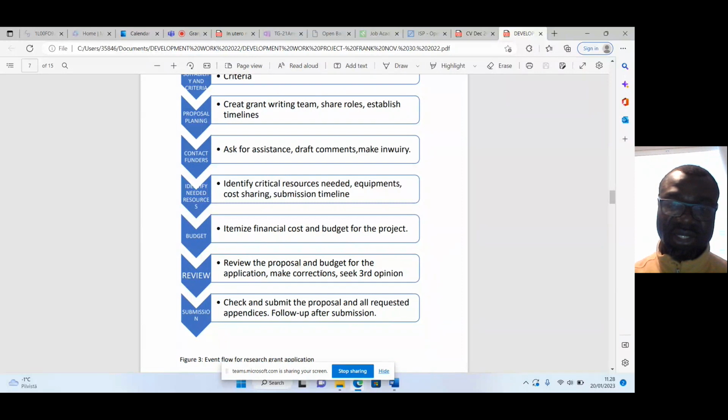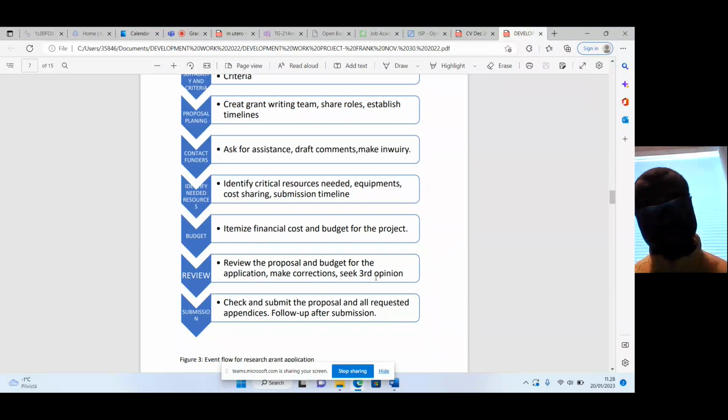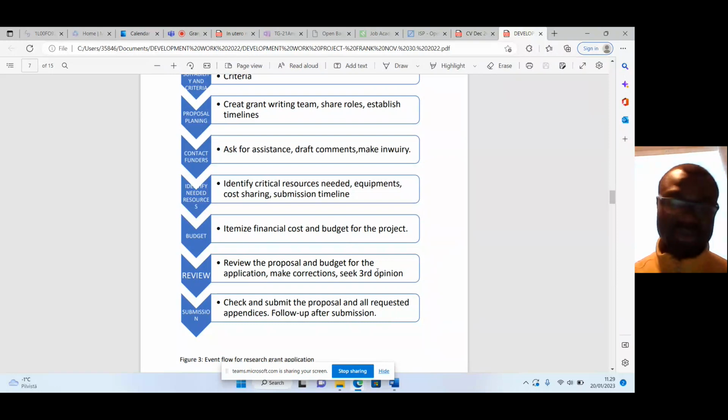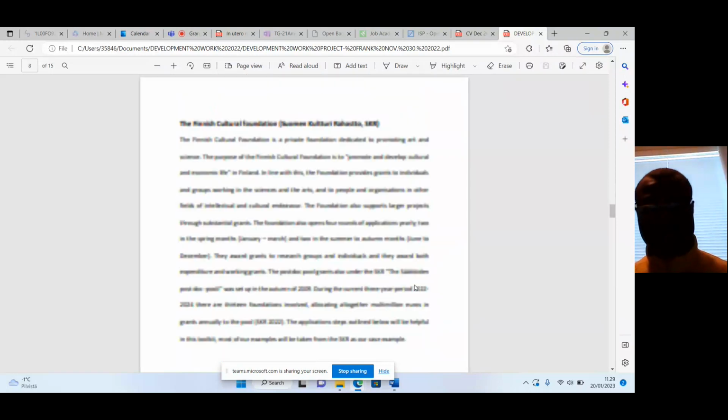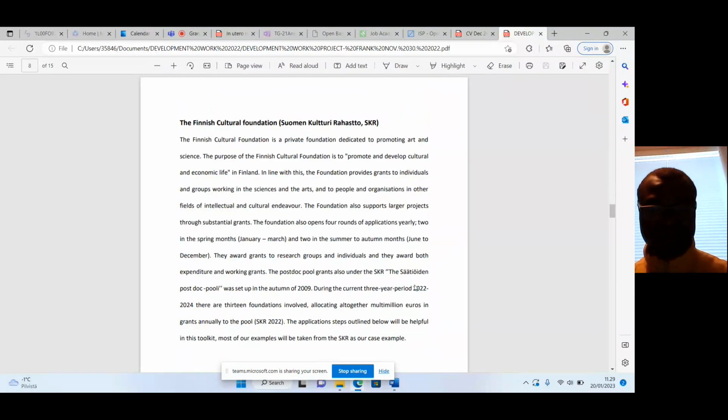Review the proposal and budget for the application and make corrections and seek a third opinion. So we need to review the proposal. We need to seek people's opinion to read through to see whether it makes sense and whether it can win the grant before we go ahead with the submission. Check and submit that proposal and all requested appendices. So then we need to check and evaluate the proposal.